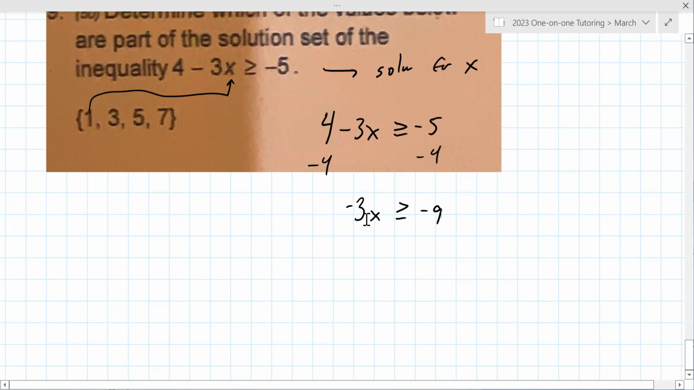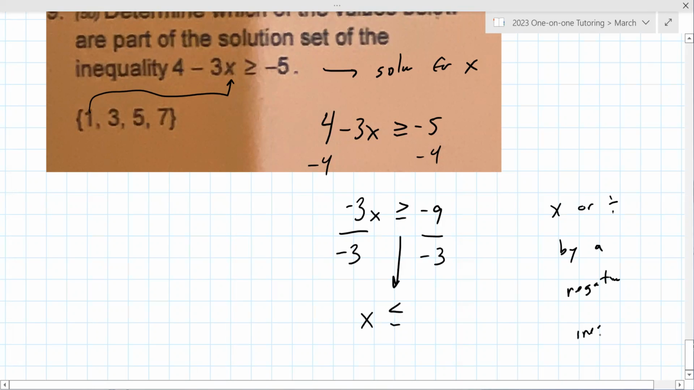Or what is the -3 doing to the x? It's multiplying. Yeah, so you undo it with division. Now over here off to the side, if you ever multiply or divide by a negative, positive, or if they're both negative, it's positive. Yeah, but the inequality flips. It flips. Yes.